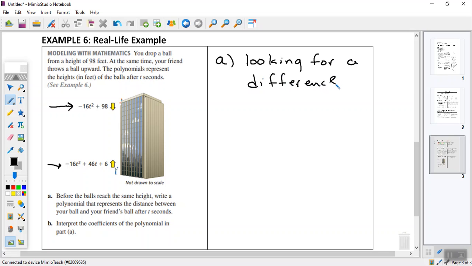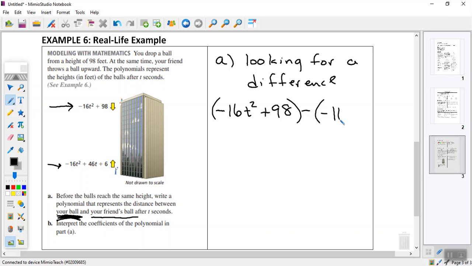All right. So here's the deal. It says part A, find the distance between your ball and what else? Okay. Well, where are we at? So we want to take negative 16. This would be the distance between me and him, the way they order. So we would do negative 16t squared plus 98. That is where we are. And then, since your friend is listed second, you would subtract his expression from that. What's his expression, kids?